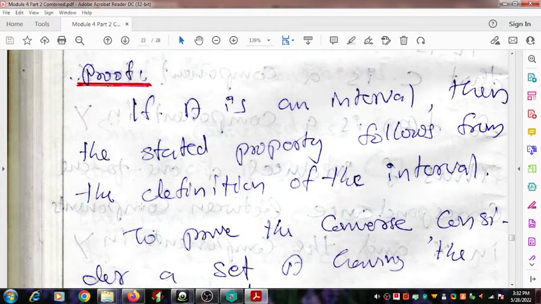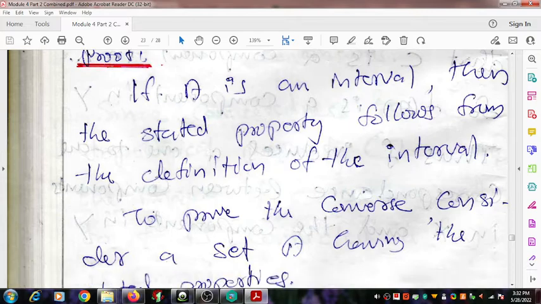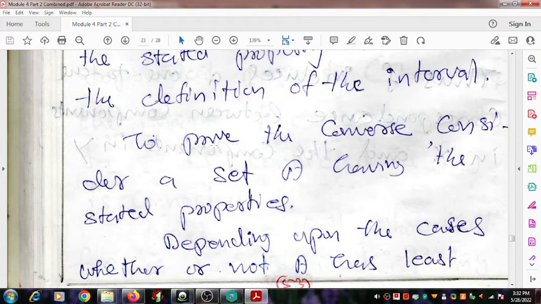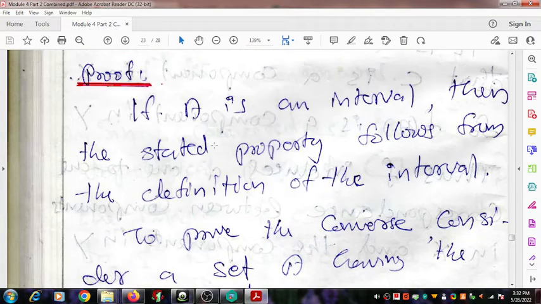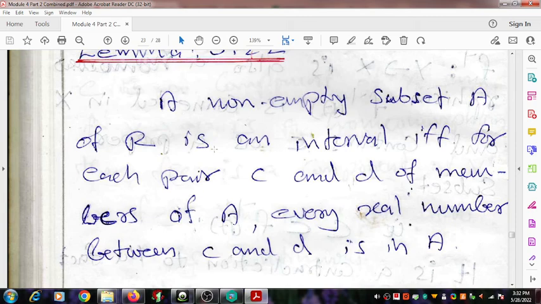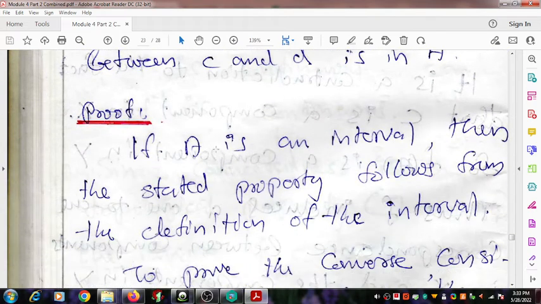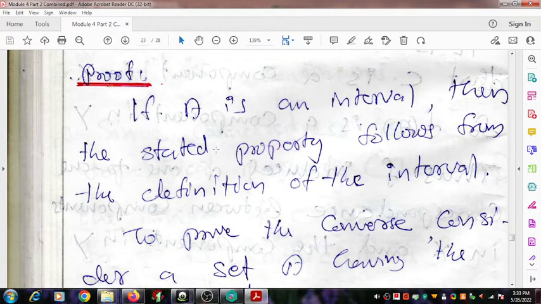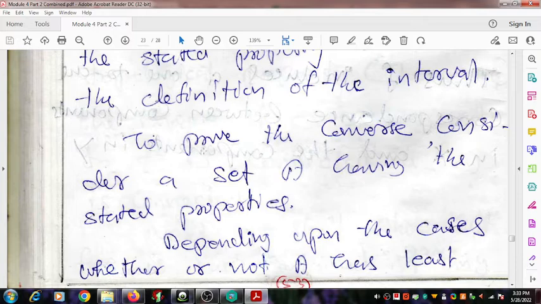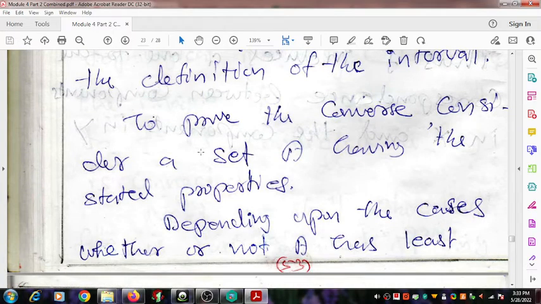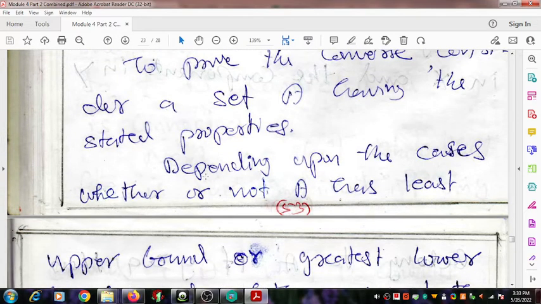Now, to prove this, first we think that A is an interval. If A is an interval, then the stated property follows from the definition of the interval. To prove the converse, we have to prove this result in both directions. So if A is an interval, that property is clearly possessed by it. Now for the converse, we consider a subset A of R having the stated property.